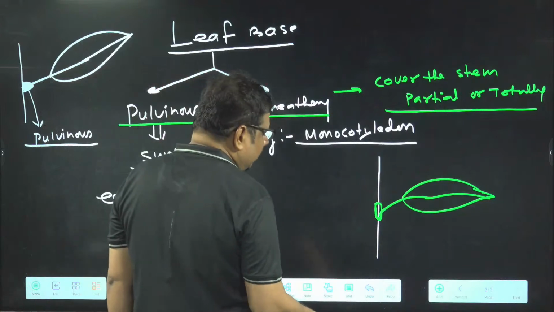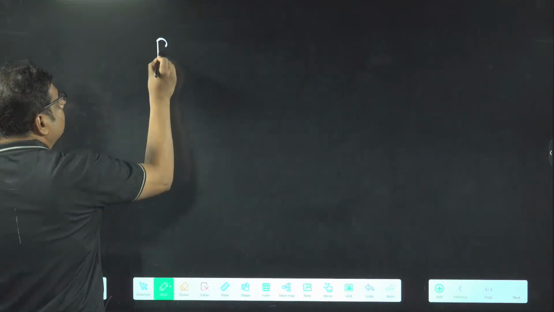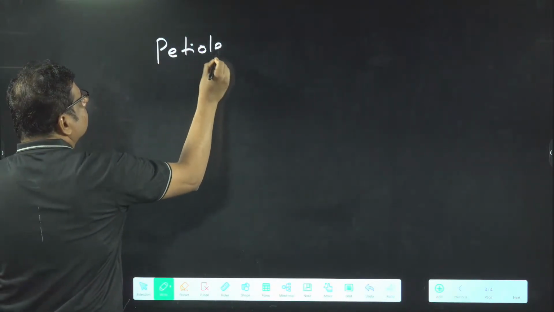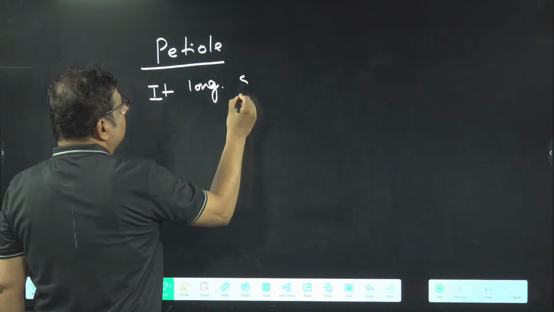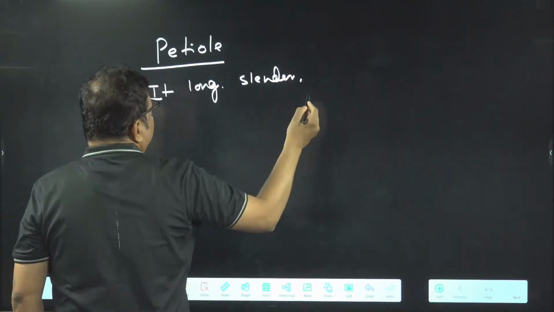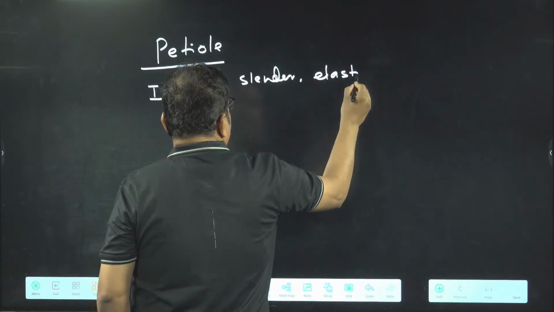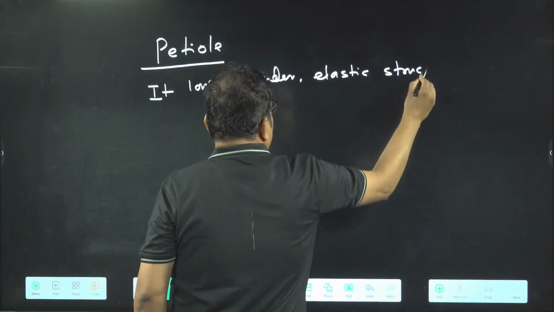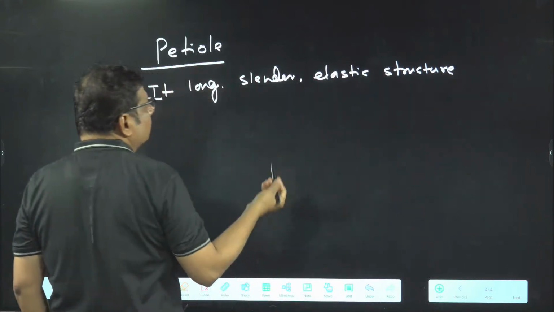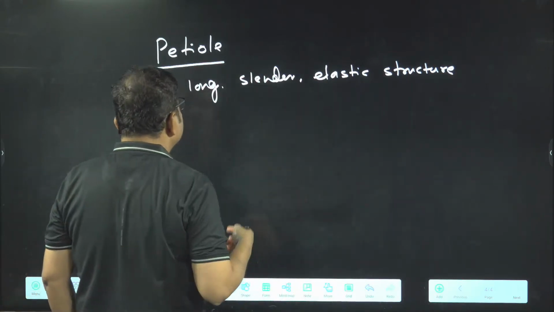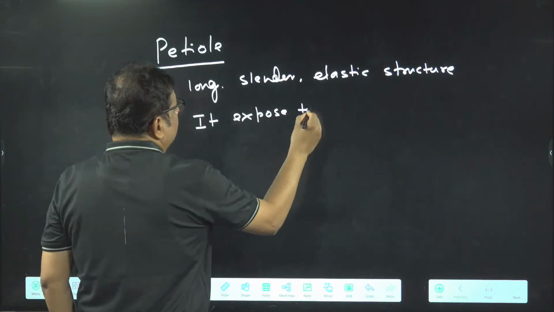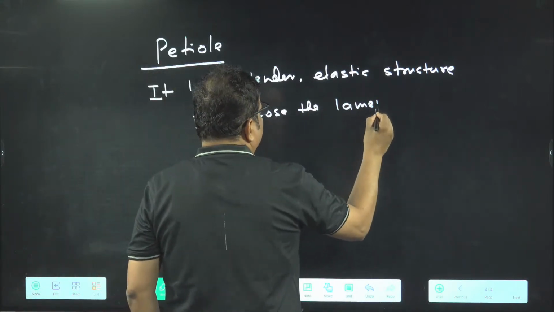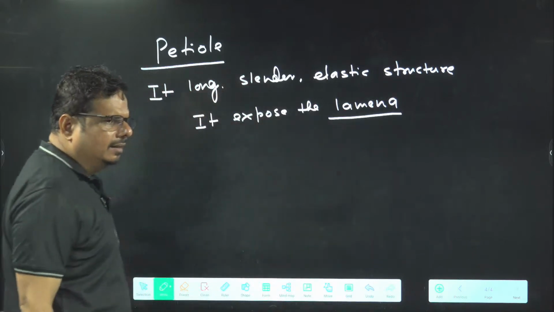Okay, next. Now after the leaf base, we are going to deal with the second component, and the second component is what? Petiole. So it is a long, slender, elastic structure. Flexible. Elastic means flexible. Better to write flexible. Getting the things or not? It exposes the lamina. It exposes the lamina. Able to understand?